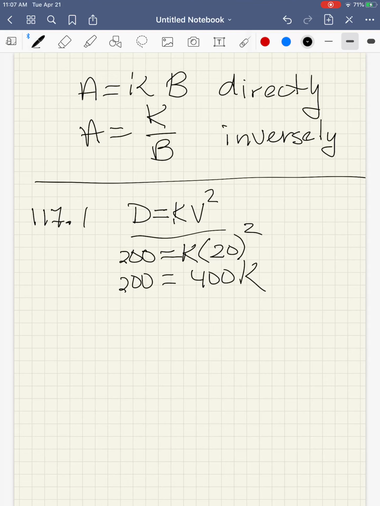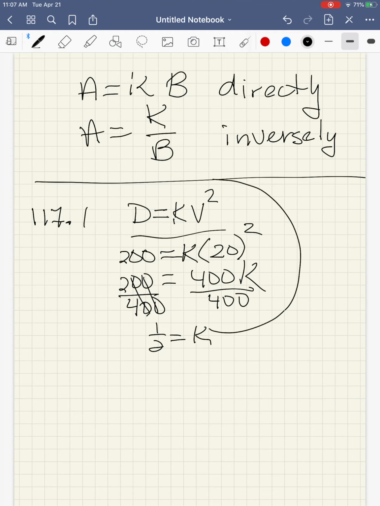Now remember, when I taught you this lesson, I told you that the constants don't always have to come out to be whole numbers. And this is a case when it's not a whole number. 200 over 400 reduces to 1/2, so K is actually 1/2. So remember, we take that K and we put it back here. So we have D is equal to 1/2 V squared. And we can go back and look at the problem. It says, what will be the required stopping distance? So we're looking for D.